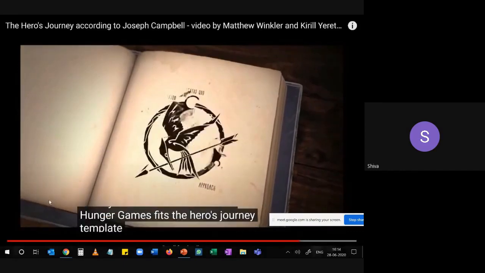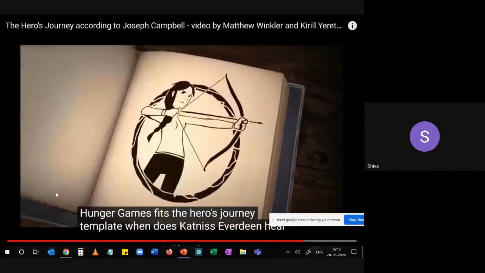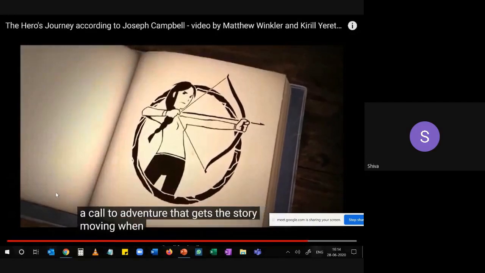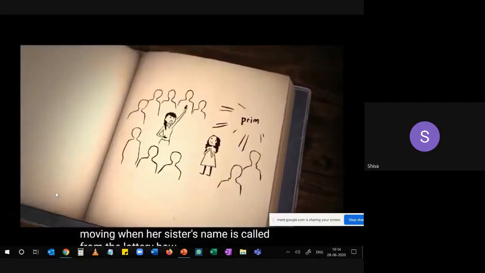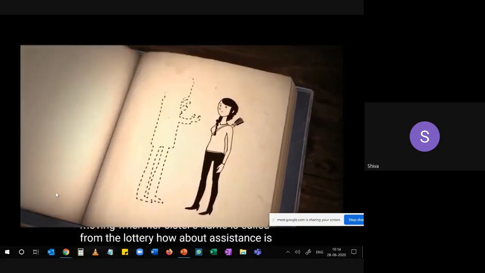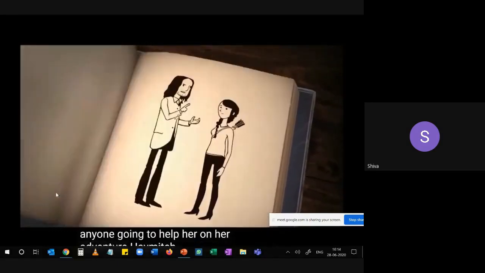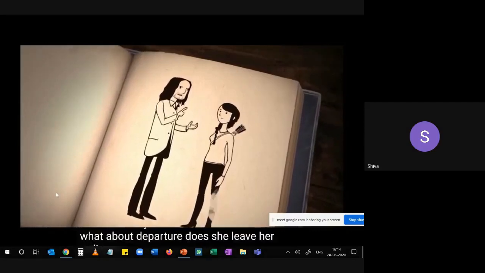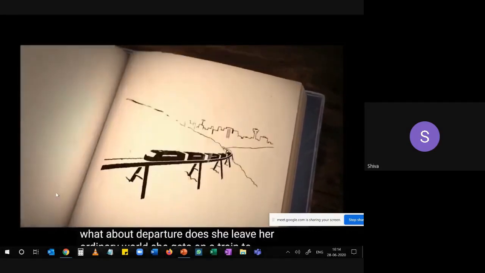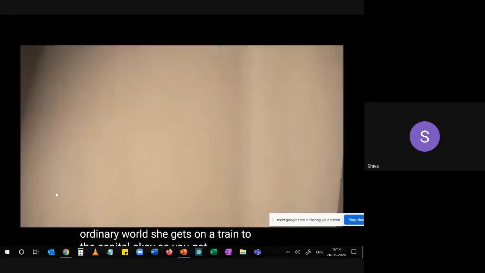the hero's journey template. When does Katniss Everdeen hear a call to adventure that gets the story moving? When her sister's name is called from the lottery. How about assistance? Is anyone going to help her on her adventure? Hey, Mitch. What about departure? Does she leave her ordinary world? She gets on a train to the capital. Okay, so you get the idea.